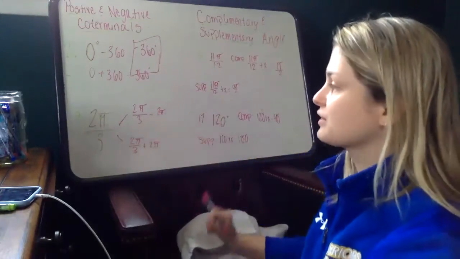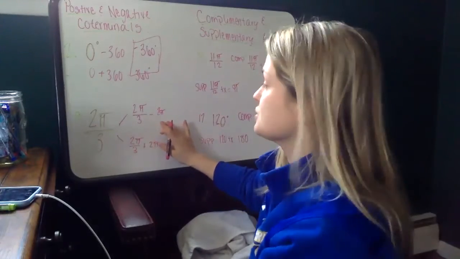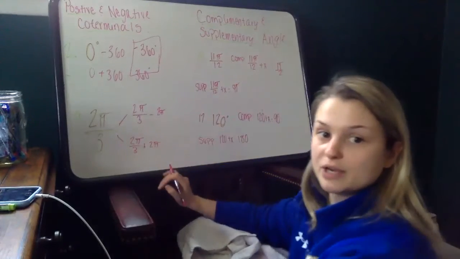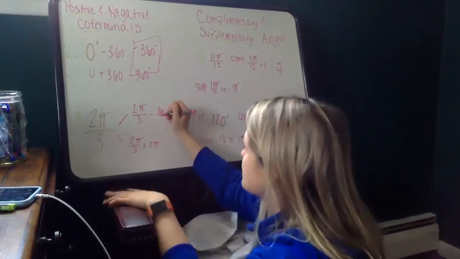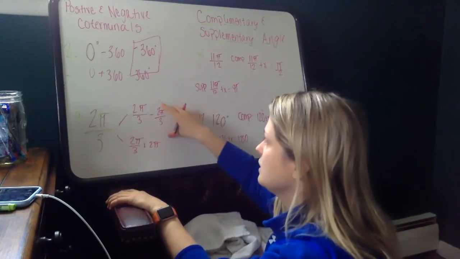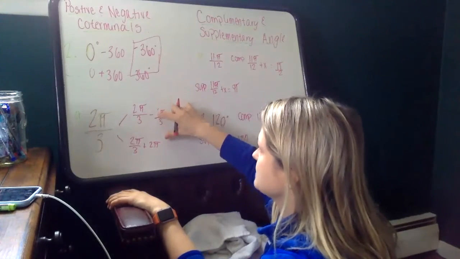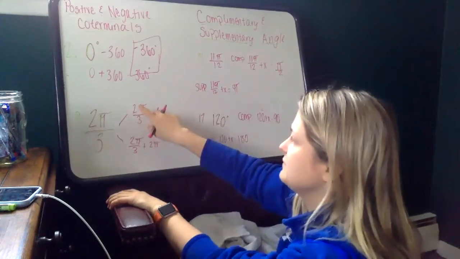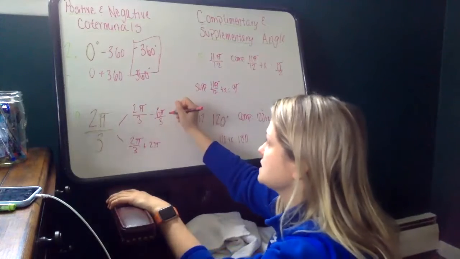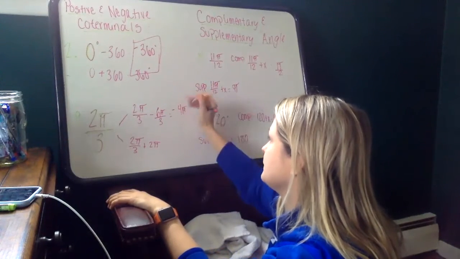So 2 pi over 3 is what you're given, and we're going to first subtract by 2 pi. So in order to do this, we need our denominators to be the same. So in order for my denominator to be 3, I have to multiply the bottom by 3, which means I have to multiply the top by 3. So 2 times 3 is 6. So now I have 2 pi over 3 minus 6 pi over 3, which will give you negative 4 pi over 3, okay?